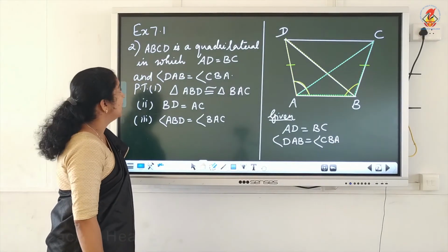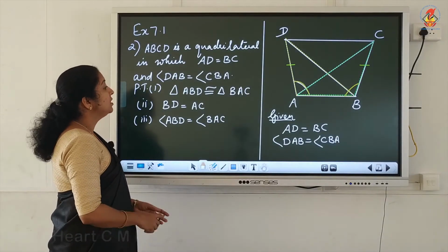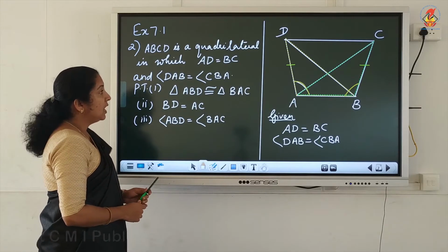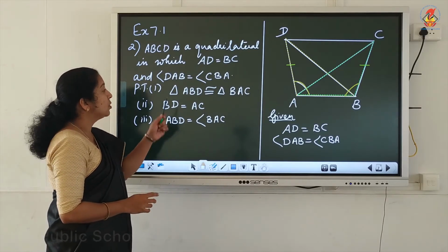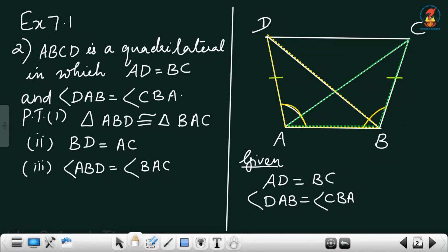ABCD is a quadrilateral in which AD is equal to BC and angle DAB is equal to angle CBA. We have to prove that triangle ABD is congruent to triangle BAC, BD is equal to AC and angle ABD is equal to angle BAC. This is what we have to prove.